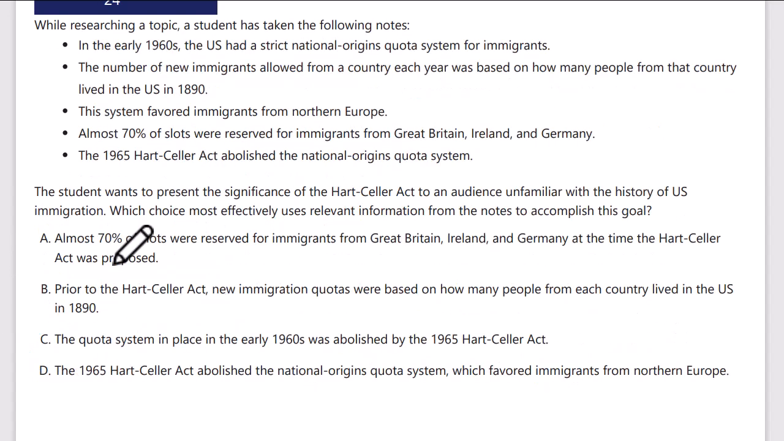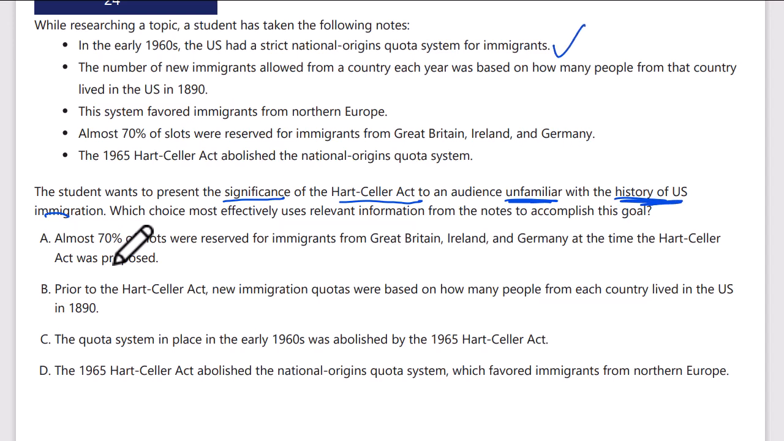Student wants to present the significance of the Hart-Celler Act to an audience unfamiliar with the history of U.S. immigration. So we have to give some history of U.S. immigration. In the early 60s, the U.S. had a strict national origins quota for immigrants.